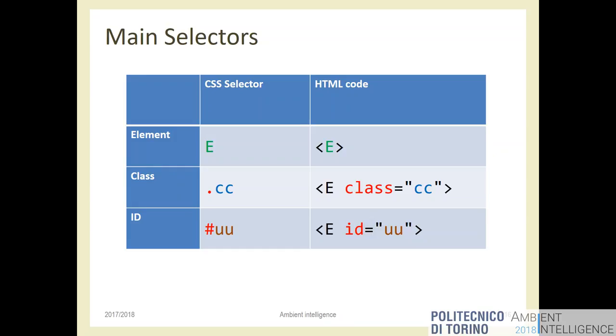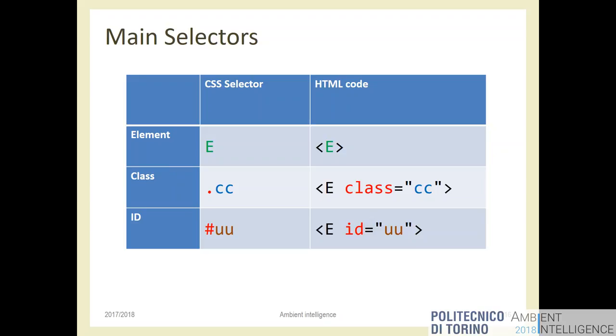Then you have the ID selector. Let's jump to the last one. That picks one specific element in the page. For every HTML element, whatever it is, you can add an attribute called ID, which stands for identifier, with a name that you choose, any name you choose. In every HTML page, these IDs must be unique. So you cannot have two different elements with the same ID.